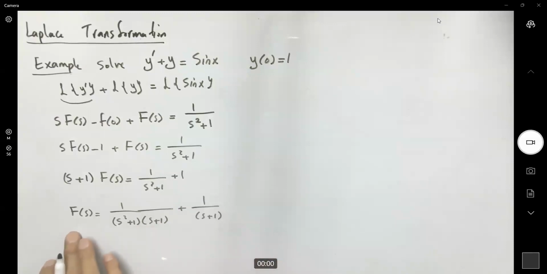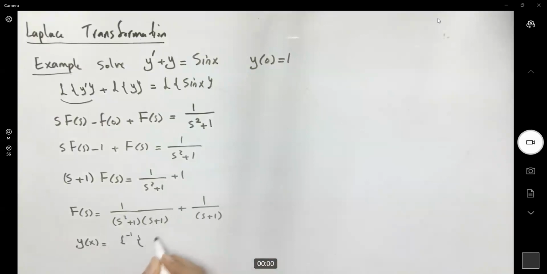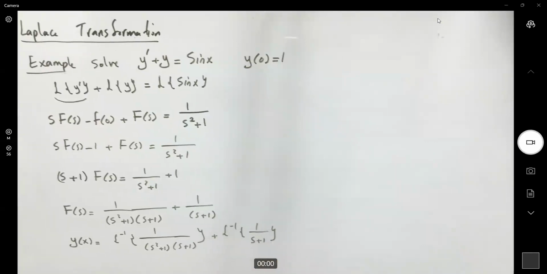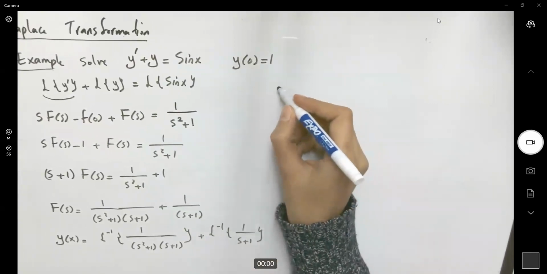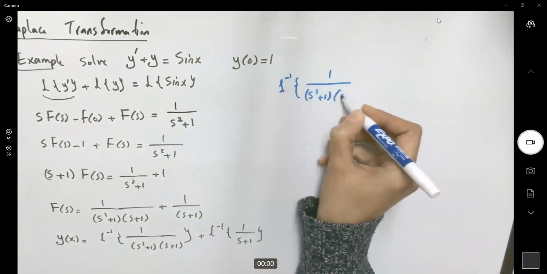Now, to find y(x), we just need to find the inverse Laplace of each of these terms. y(x) becomes the inverse Laplace of 1 over (s squared plus 1)(s plus 1), plus the inverse Laplace of 1 over s plus 1. Very good. Now we need to solve each one of these separately. Okay, let us solve this one by one. The inverse Laplace of 1 over (s squared plus 1)(s plus 1).